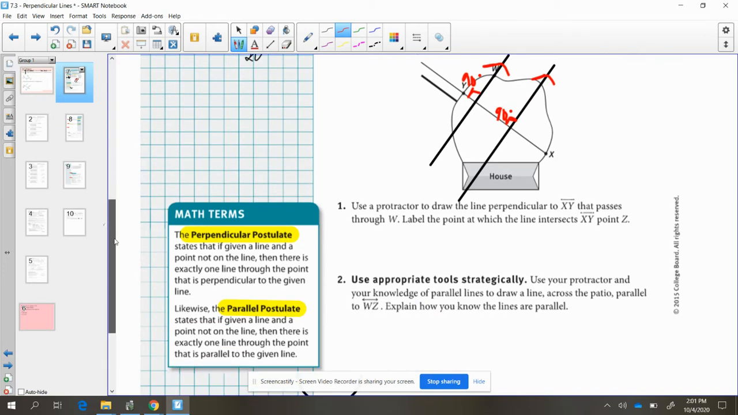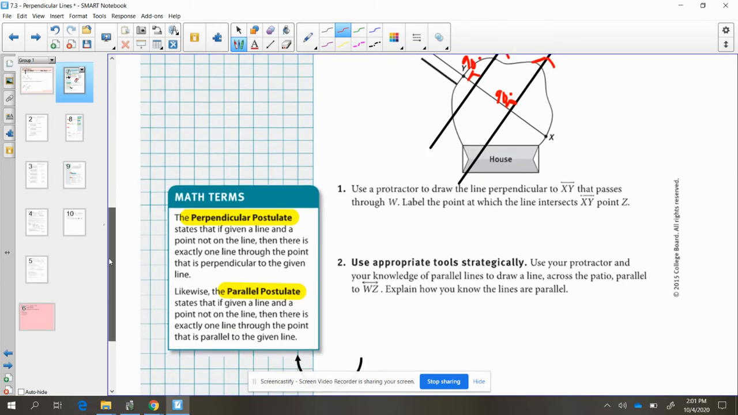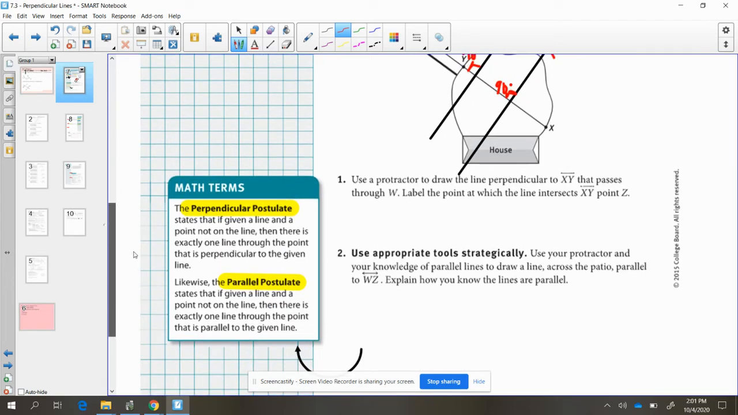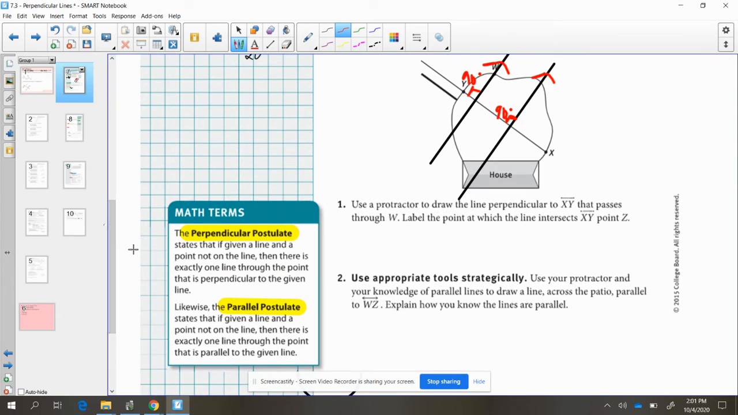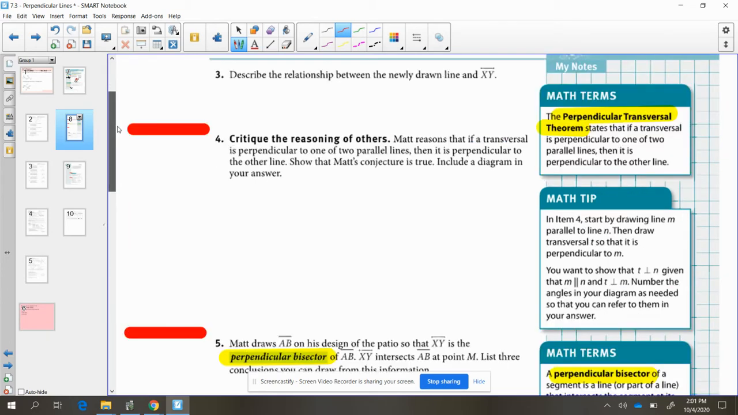So we have a couple things we can talk about here, and that's the idea that we can draw in lines that are perpendicular to every line. There's always the ability to draw something in that's perpendicular as well as parallel. Those are some postulates. To make sure we accurately do that, we would want to measure it to make sure that relationship holds.